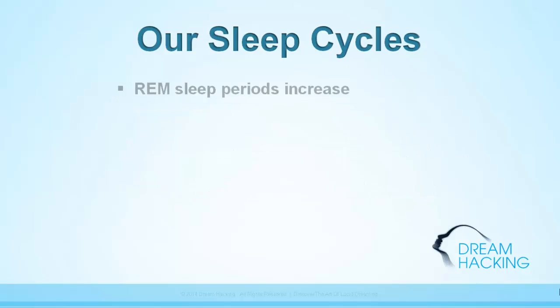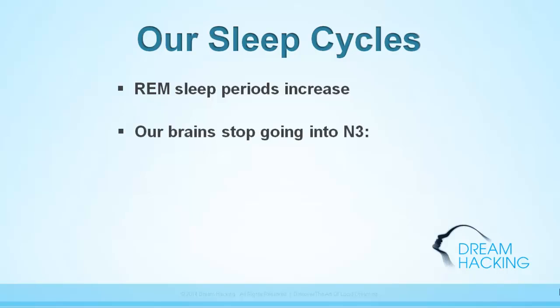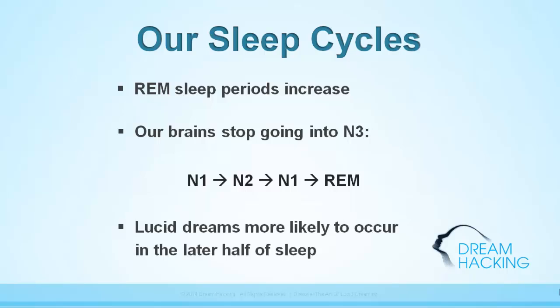As the night progresses, REM sleep periods increase. In the second half of sleep, our brains stop going into N3 altogether and instead cycle through N1, N2, N1, and then REM. Therefore, lucid dreams are far more likely to occur during the latter half of sleep.